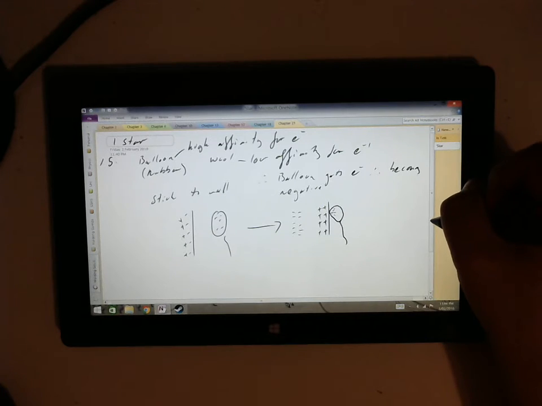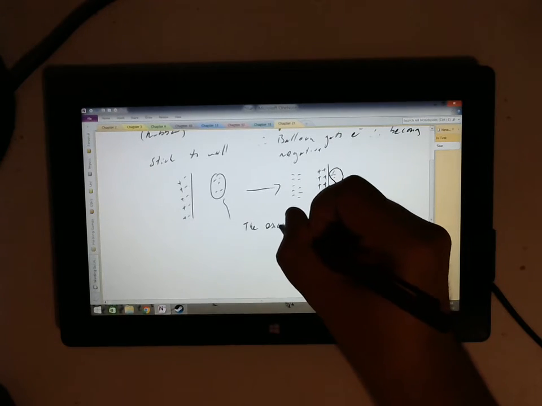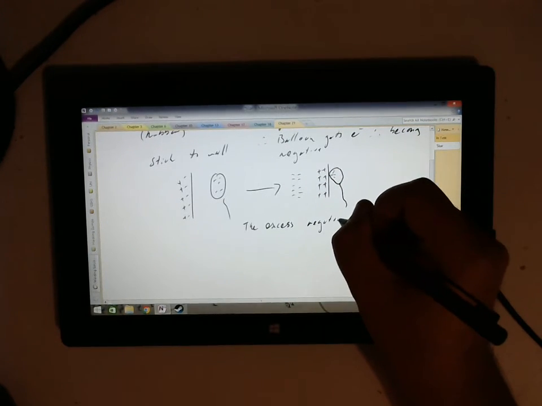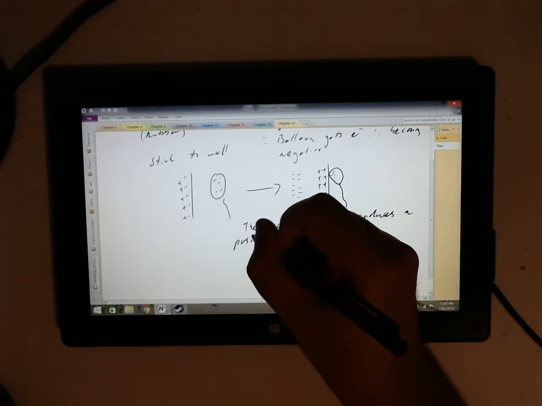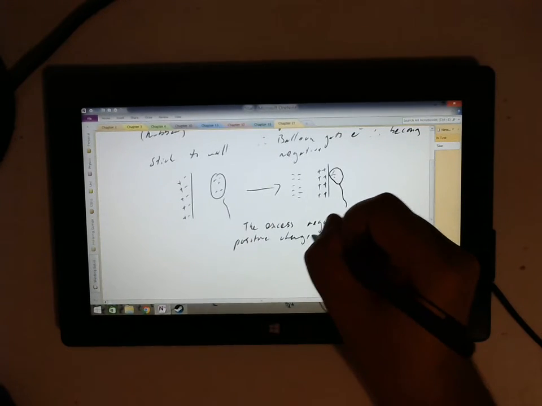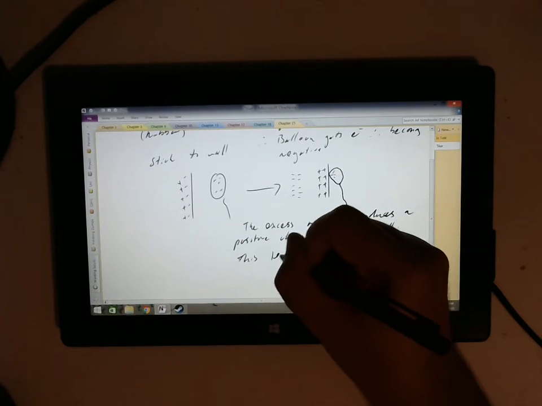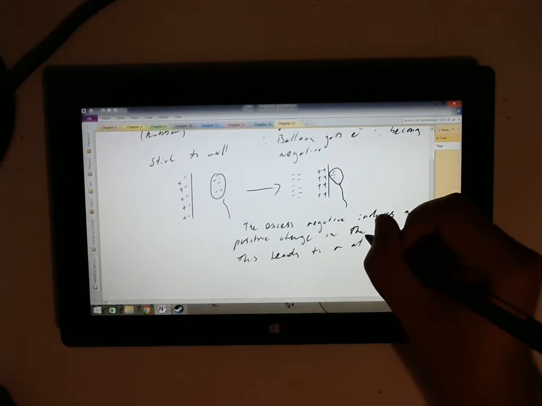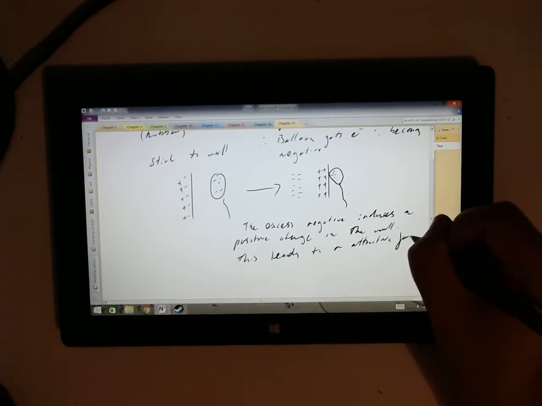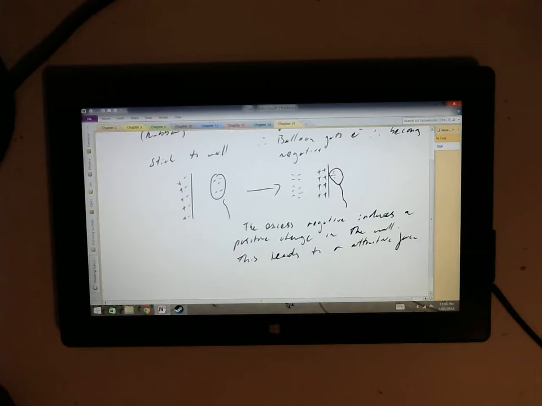Okay, so if I was to include this in a sentence, I'd be including things like the excess negative induces a positive charge in the wall. This leads to an attractive force. Now, if this was an A or a B standard question, I'd include some equations at this point, but it's a one-star question. I think that's more than sufficient in terms of how much writing we've done here.